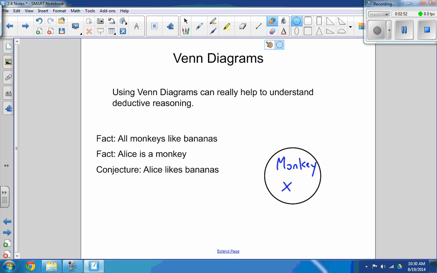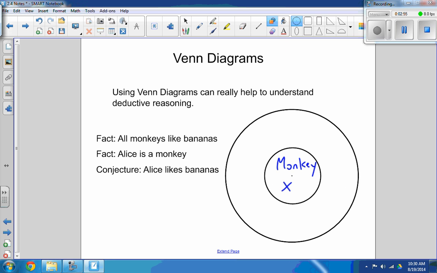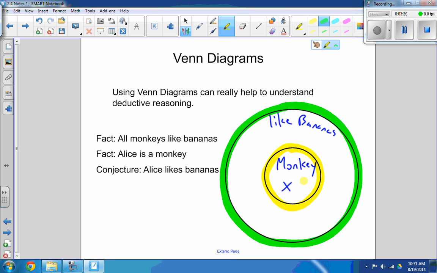Now I'm going to make another circle. If I'm a monkey, I like bananas. So this is going to be my banana circle, my like banana circle. Now, why did I put the monkey circle inside the banana circle? Because no matter where I am inside this monkey circle, I am inside the like banana circle. If I'm here, I'm still inside the like banana circle. If I'm here, I'm inside the like banana circle. So all monkeys are in the like banana circle. So Alice is a monkey, thus she likes bananas.